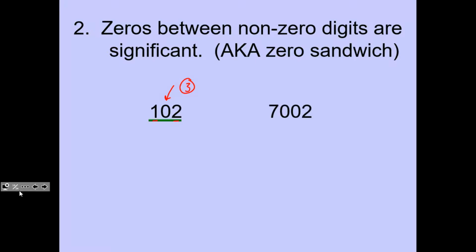7,002. Do you see any zero sandwiches? There are 2 of them. So if we're counting, we have 4 significant digits that we're going to use.